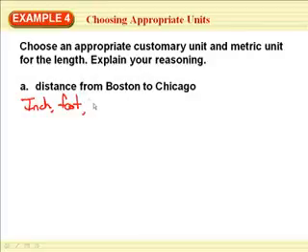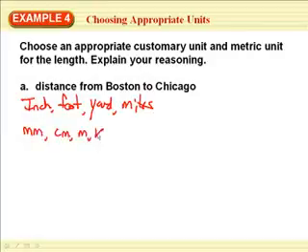Sorry, forgot yards. And miles. And in metrics we have millimeters, I'm going to abbreviate them, centimeters, meters, and kilometers. Okay, Boston to Chicago is a pretty far distance, so I'm going to use the biggest measurements that I have. I would measure those in miles and kilometers because Boston to Chicago is a long distance.